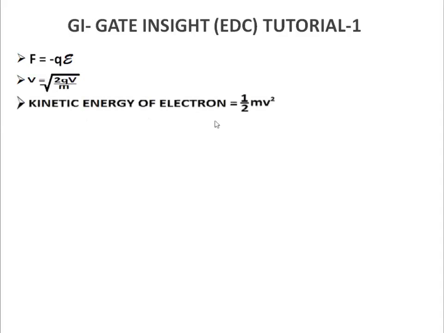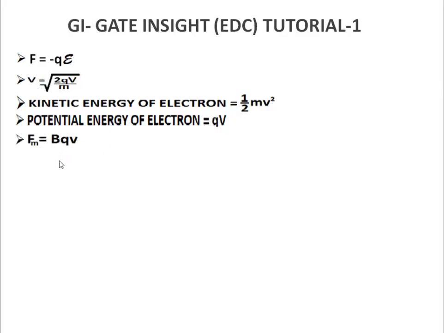And the kinetic energy of electron is equal to half mv square. M is the mass and v is the velocity. Potential energy of electron is charge Q into potential V, and we get the velocity by equating both the kinetic energy and potential energy. We can find out the velocity v. Now the force that is experienced by an electron when placed in a magnetic field is given as Fm is equal to BQV. B is the magnetic field strength, Q is the charge, and V is the velocity of electron.